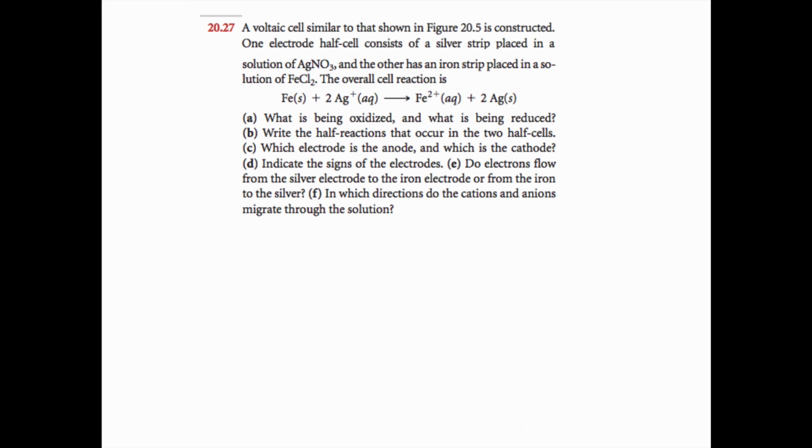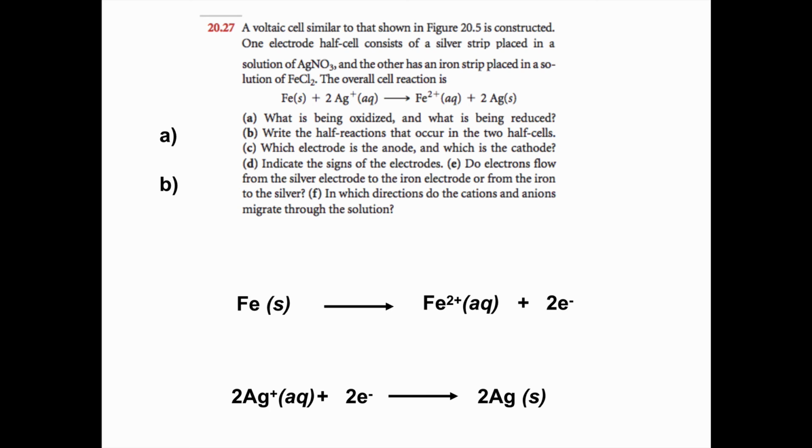All right, a voltaic cell similar to the one shown in 20.5 is constructed. All right, so we did this, right? We've got silver plus taking electrons away from iron. What is being oxidized? What is being reduced? Okay, so the silver plus is the thing being reduced. The iron is being oxidized. Write the half reactions that are occurring at the 2 cells.